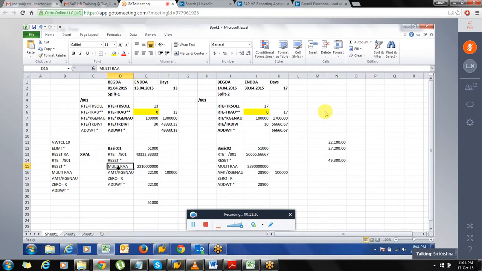Then we'll do MULTI, followed by RAA, MULTI space. If you are giving RAA, it stands for rate into amount equal to amount I want. If you put RAR, rate amount equal to in the rate place, that number will come. Likewise you have three options: rate, amount, number. If you put RAN, this will store in the number field of this basic salary wage step.